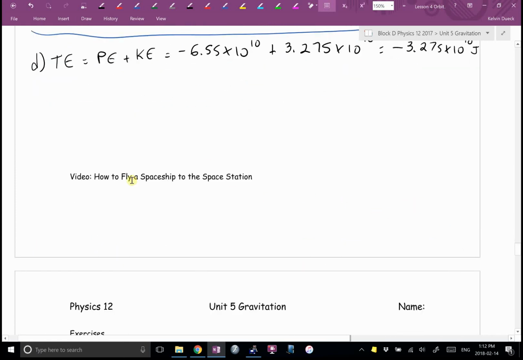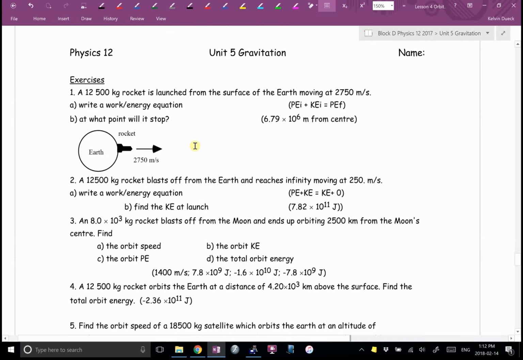We already saw the how to fly a spaceship to the space station video. I showed you that earlier. You folks are actually about a class and a half ahead of my other blocks because they've been hit by holidays and assemblies and all sorts of stuff. So stuff that you can try. Number one, change colors so it stands out a little bit more.